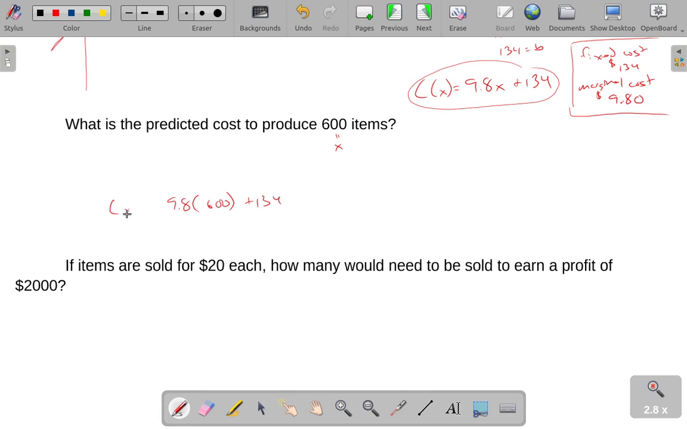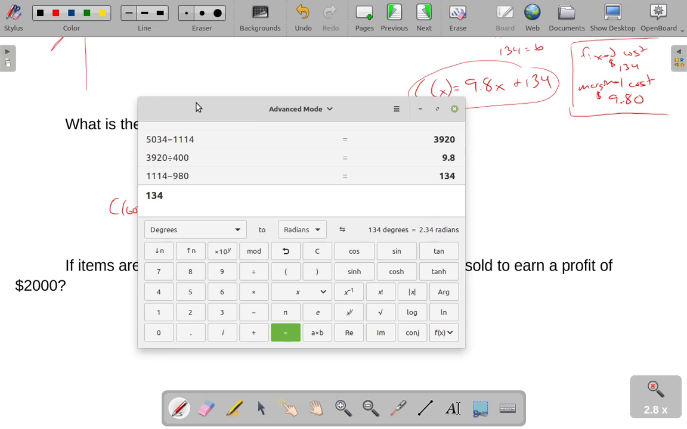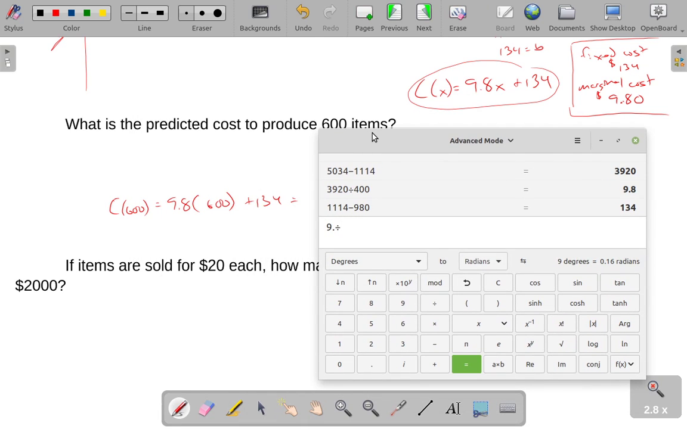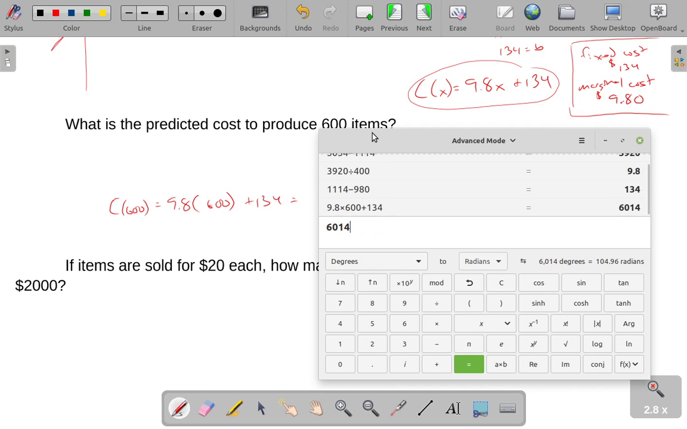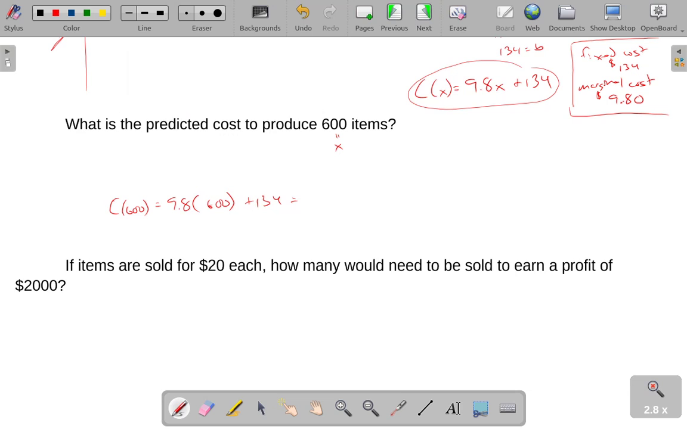This is my cost function. Specifically, that's the cost of 600 items. Which gives me, I'll just pull down my calculator. 9.8 times 600 plus 134 gives me 6,014.